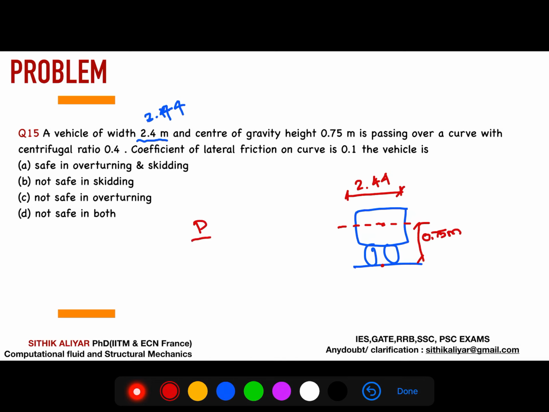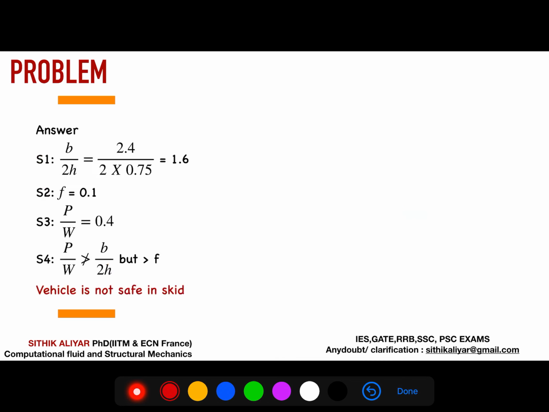Centrifugal ratio is nothing but P by W, which is nothing but V square by GR. If you remember, P is the centrifugal force and W is the weight of the vehicle. So they have given this ratio as 0.4, and the coefficient of friction F equal to 0.1. They are asking, good question, whether the vehicle is safe in overturning, or not safe in skidding, not safe in overturning, or not safe in both. I hope you remember the formulas we discussed during horizontal alignment.